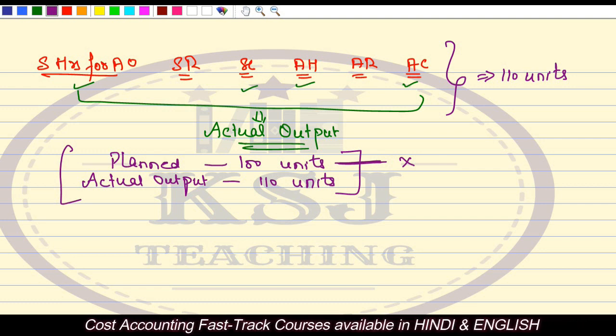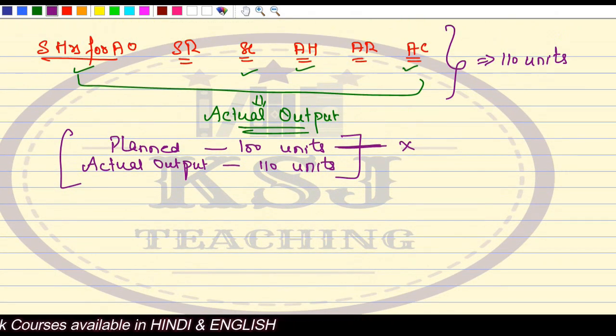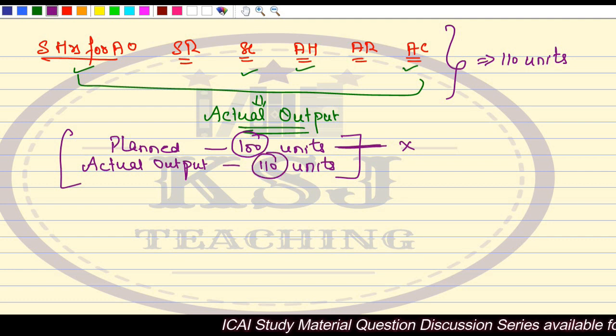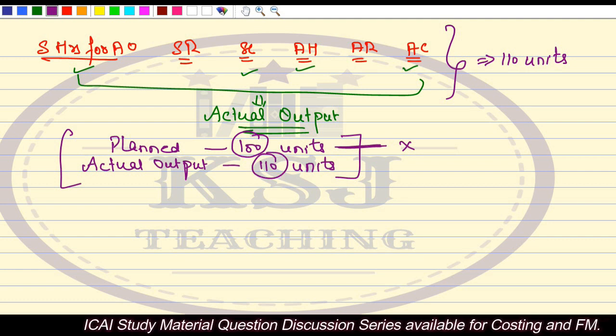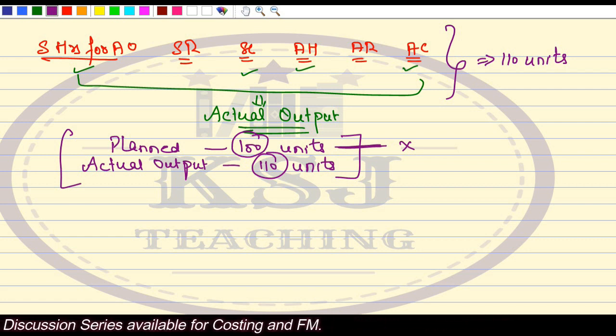So, in fixed overhead variances, we are going to consider what we originally planned for. Why do we consider this? Because the fixed overheads are going to remain the same whether we produce 100 units or 110 units. But where will the difference come? The difference will be that the fixed overhead cost per unit will change.